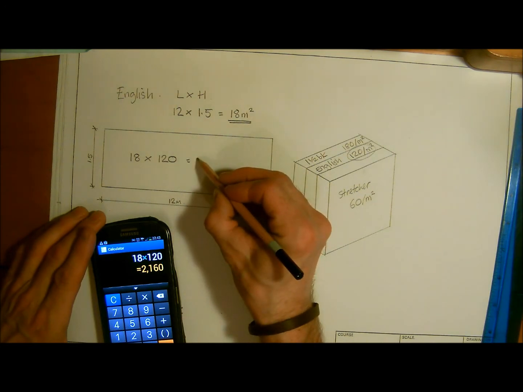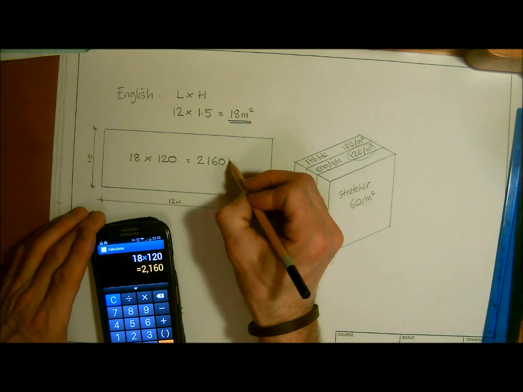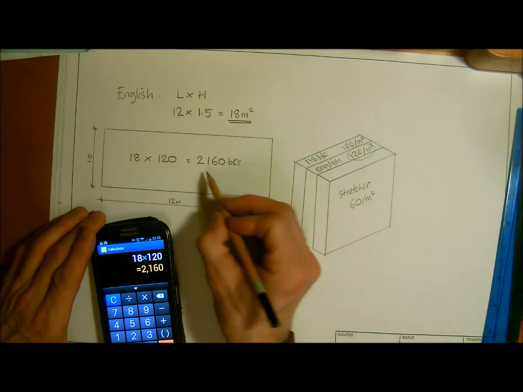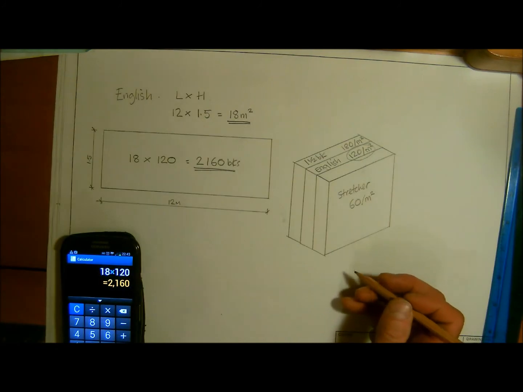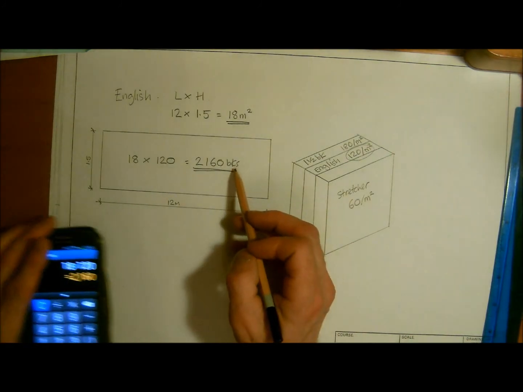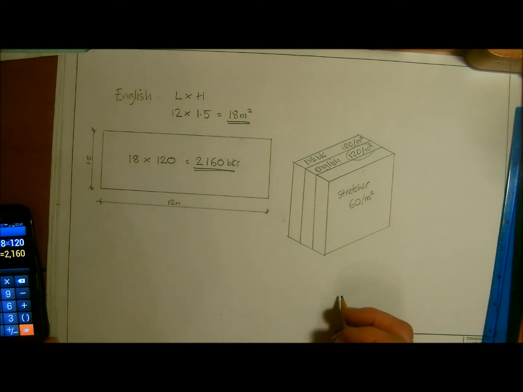So for this wall we would want 2,160 bricks. Okay, that's for the one brick thick wall. So if that is English or if it's Flemish bond, that's how many bricks we would need for a wall of that size. Okay.